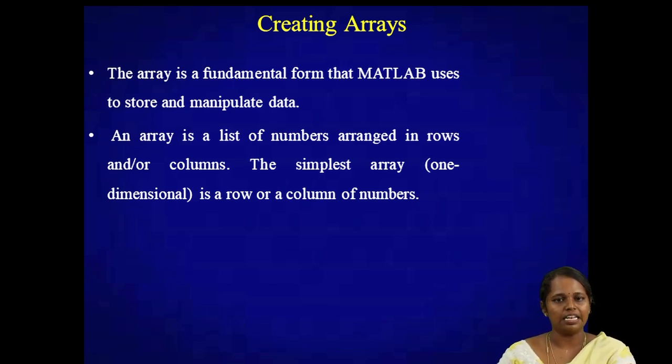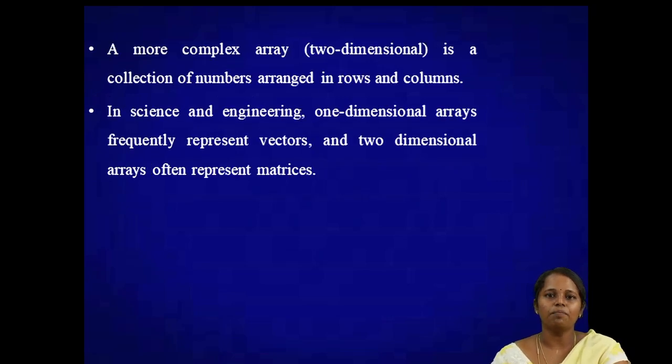An array is a list of numbers arranged in rows or columns. A one-dimensional array is one row or one column. The more complex array is called a two-dimensional or multi-dimensional array. It is a collection of numbers arranged in rows and columns. In science and various engineering applications, one-dimensional arrays frequently represent vectors, and two-dimensional arrays represent matrices.